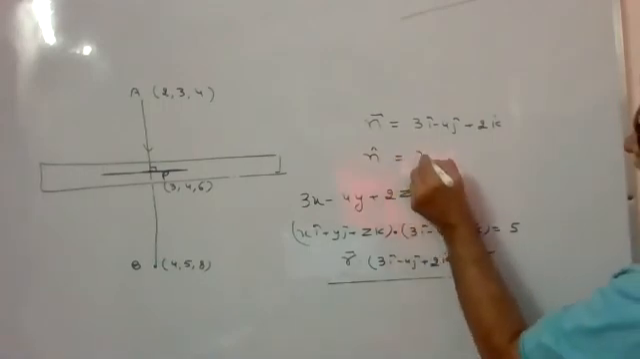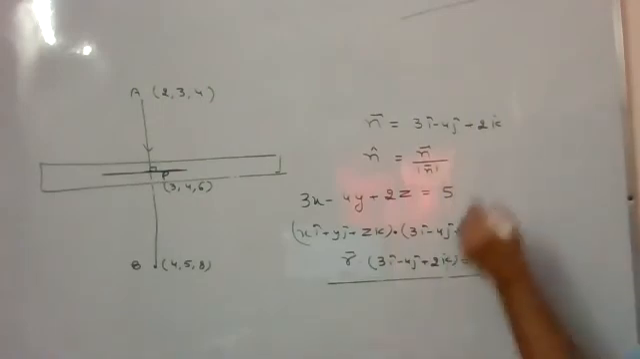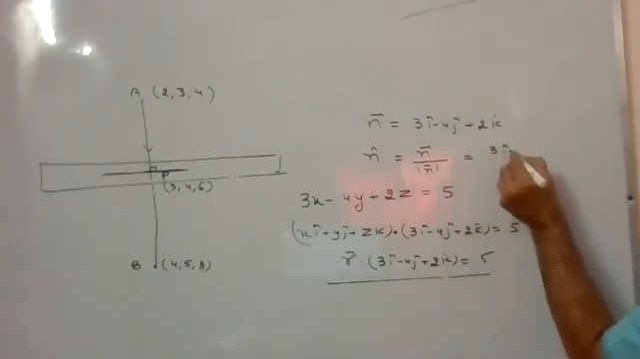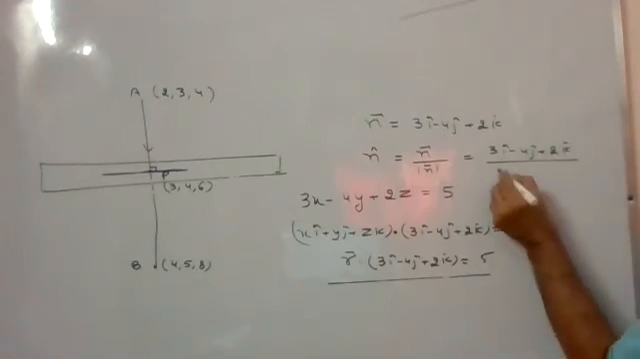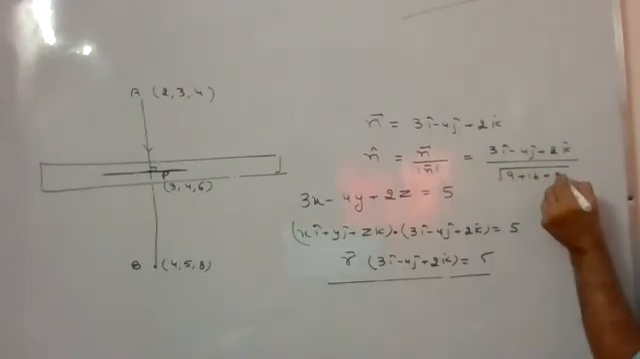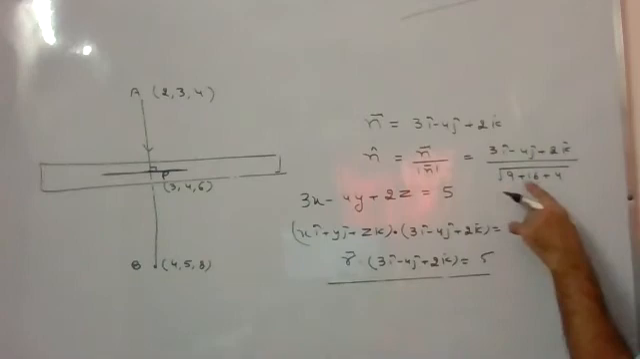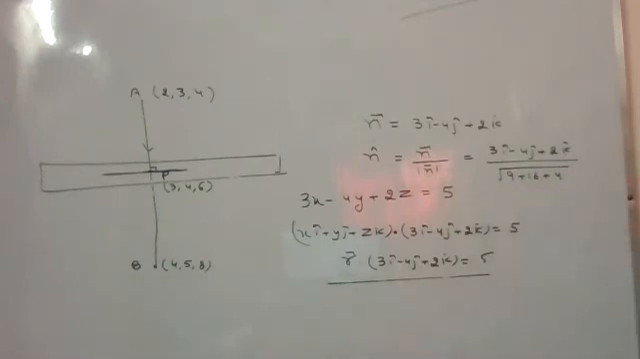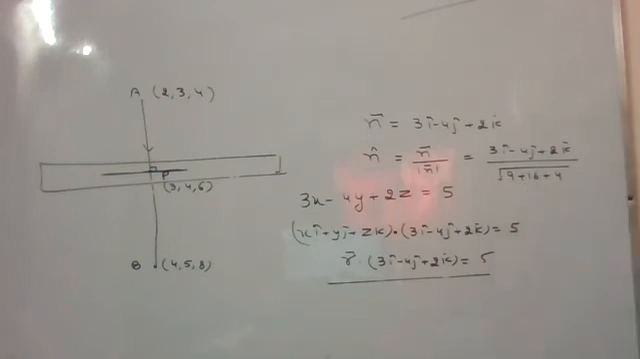If they are asking n cap, I should say n vector divided by its magnitude. So what will it come? 3i minus 4j plus twice k by under root of, how much will this come? 9 plus 16 plus 4. So 16 plus 9 is 25, plus 4, root 29. So 3i minus 4j plus 2k by root 29 is my answer.